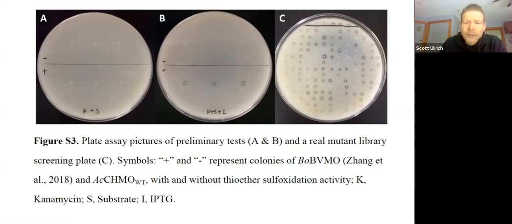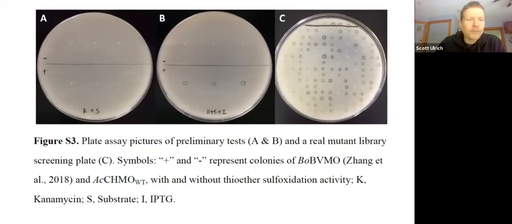A and B, preliminary test A and B of a real mutant library screening plate. Preliminary test A and B and a real, okay. Plus and minus, rose and colonies a bit, yep. Oh, I see. Okay, okay.